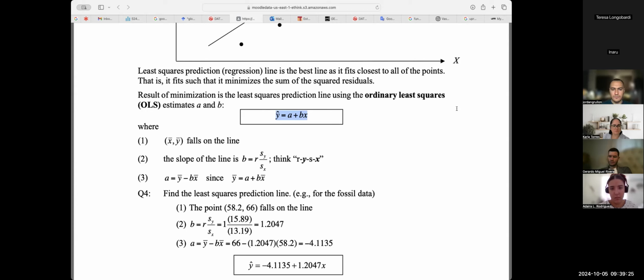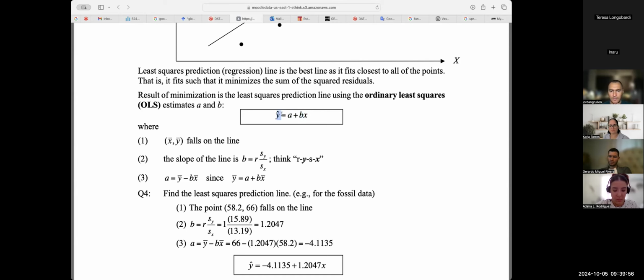Well, first of all, there's a hat on it. Why is there a hat on it? Actually, A and B should also have hats on them, but I don't put it because that's not used at this level in an introductory course. But these are estimates, okay? These are estimates, and that's what the hat means.